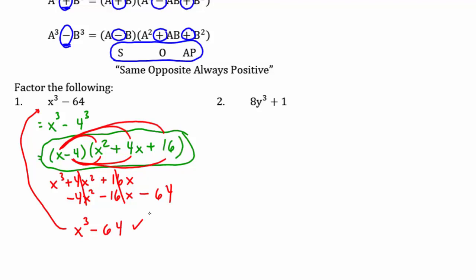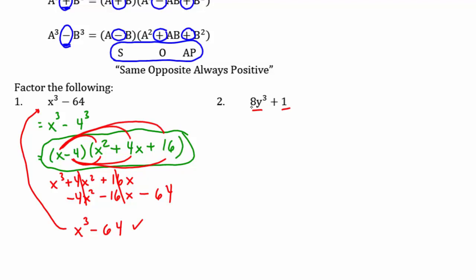Now how about our next one? How about 8y cubed plus 1? So first I'll look for the GCF. The GCF, well, this is a 1, so the GCF is just 1. I can't factor that any further. And here I have a plus in here, so that's a sum, and I believe these may be cubes. Let's try to check this out.